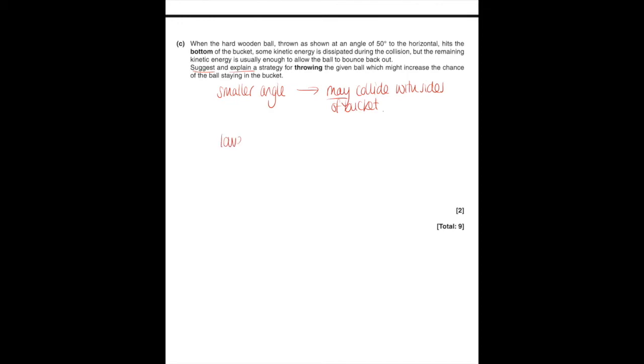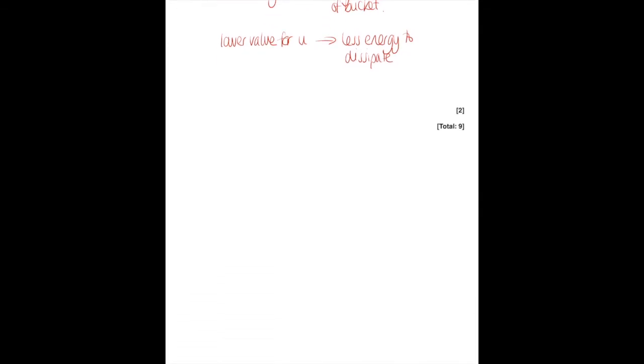Something else that could have been a suggestion, if you'd actually had a lower value for u. So if you threw it more slowly, think about that. What's that going to do? Well, when you throw the ball, it gains kinetic energy. But if you have a smaller velocity, then there will be less energy in the first place. All right, so it'd be another example where you've got less energy to dissipate. So various combinations of ideas, but we're always looking for something that we can do to reduce the amount of energy that the ball actually has. And smaller angle and smaller initial velocity are the main ones there.